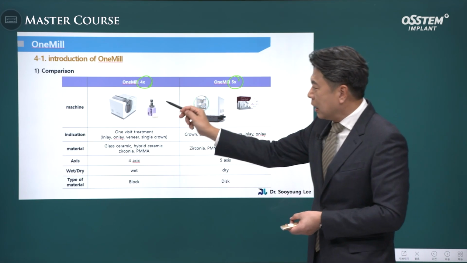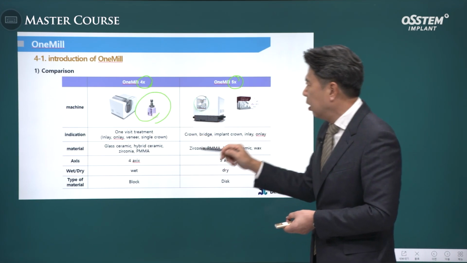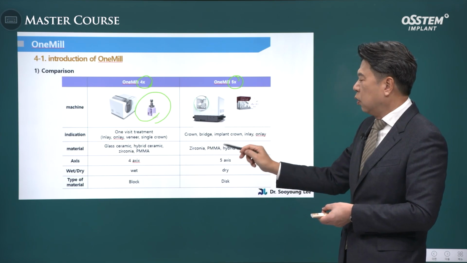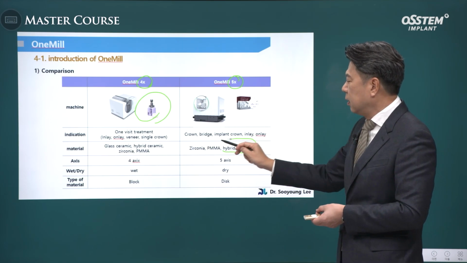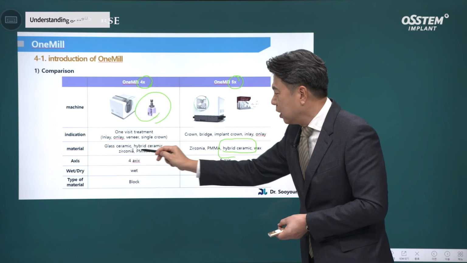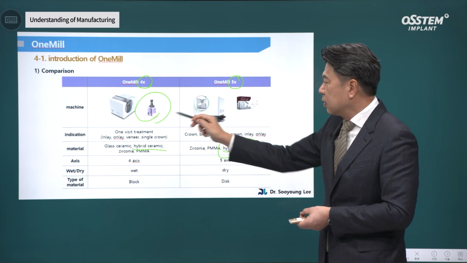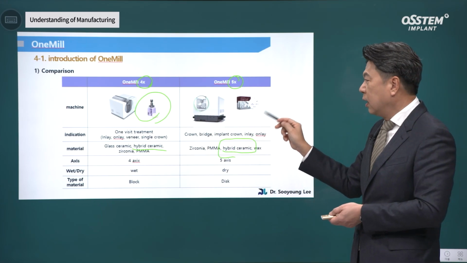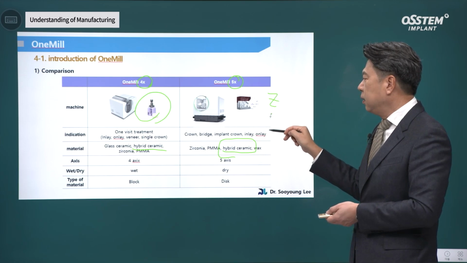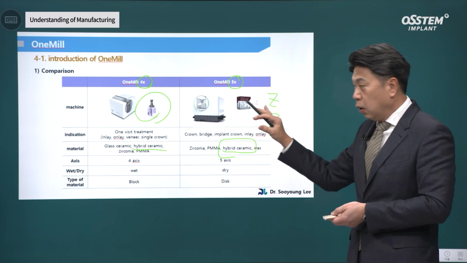Ceramic can be milled with 4 axes. The 5-axis can mill hybrid ceramic. It can also be milled by the 4-axis machine. But general ceramic cannot be milled by the 5-axis machine, which is much better for zirconia or PMMA milling.